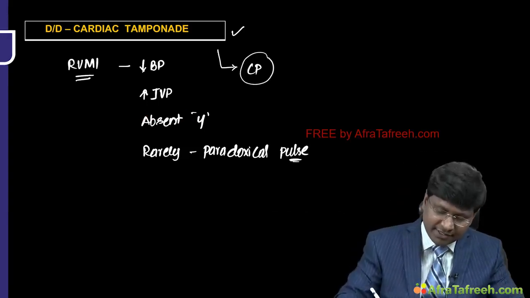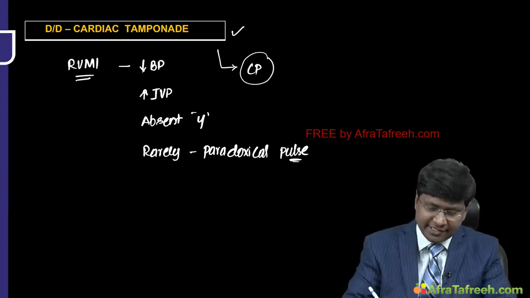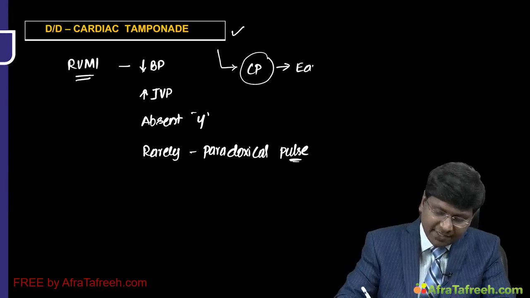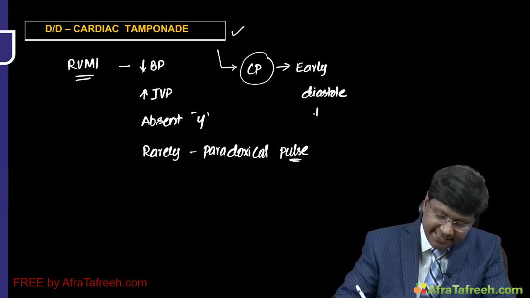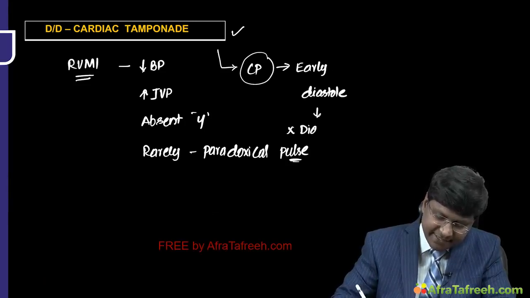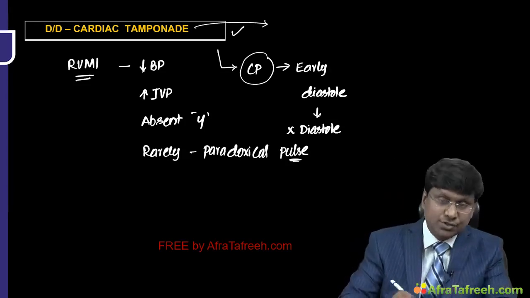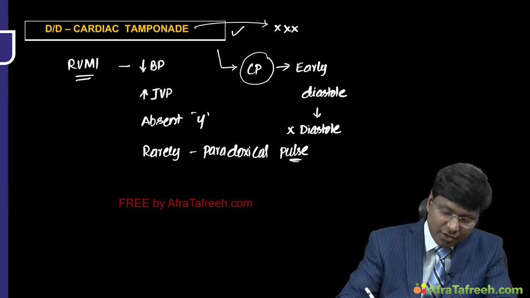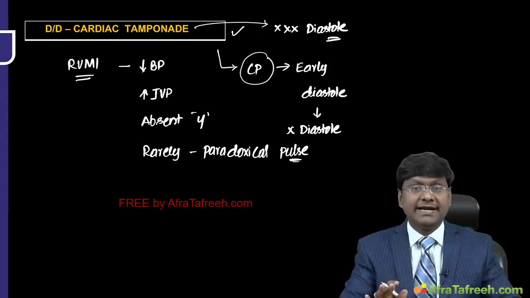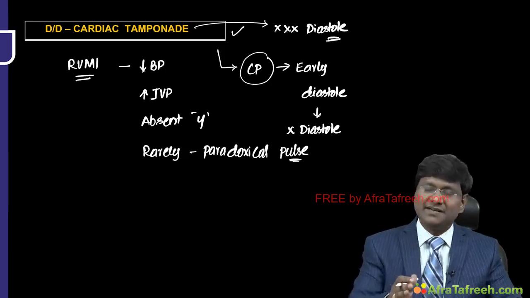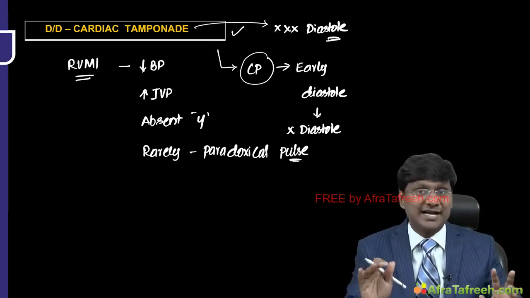So how will you differentiate cardiac tamponade from constrictive pericarditis? In constrictive pericarditis, the early diastole is present, right? And the later part of the diastole is impaired. But in cardiac tamponade, it is not like that. The entire diastole is completely lost. Okay, it is complete diastolic collapse of the ventricle, right? In cardiac tamponade, that means from the beginning itself, the diastole is impaired.